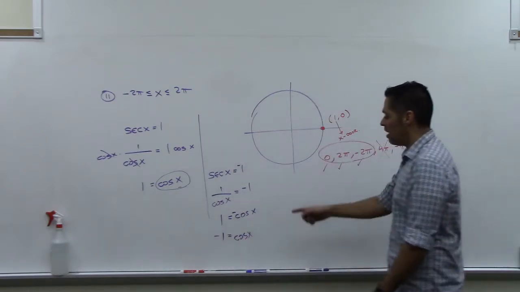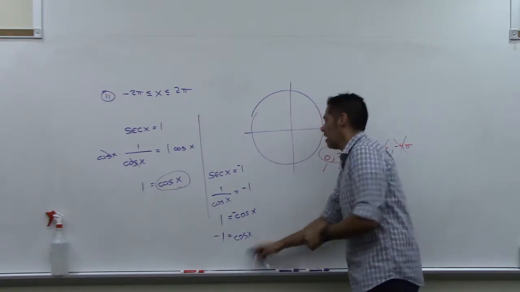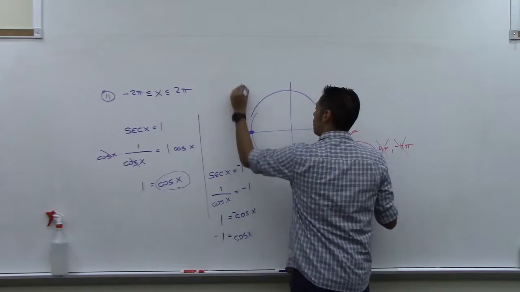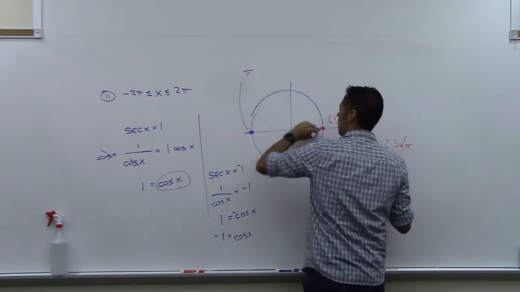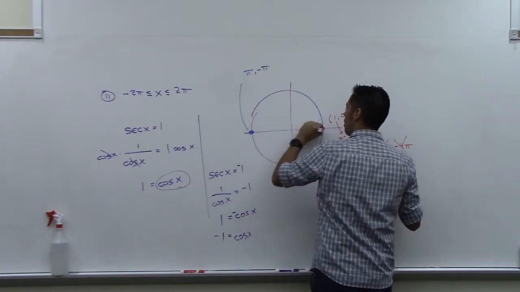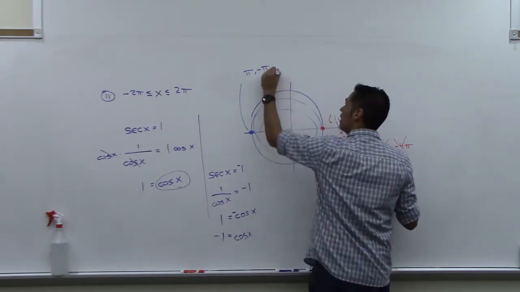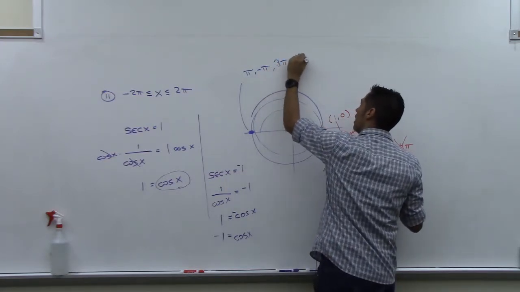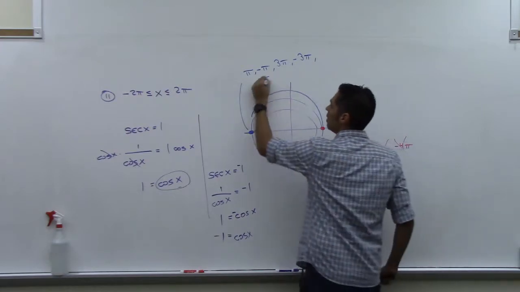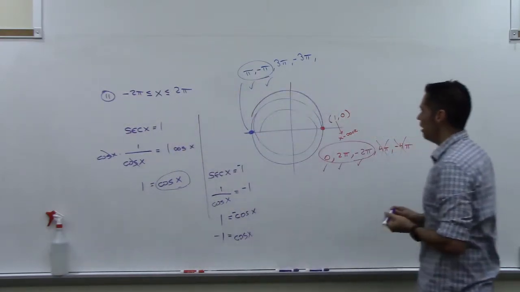So when is cosine negative 1? So where on the unit circle is our x-coordinate negative 1? That happens here. And that angle you could look at as being pi, right? To get there is pi, or you go backwards, negative pi. You could go pi, 2 pi, you could go 3 pi. You could also have gone negative 3 pi, you could go 5 pi, negative 5 pi. But the only answers that live here are these two right there. Everything else is too big.